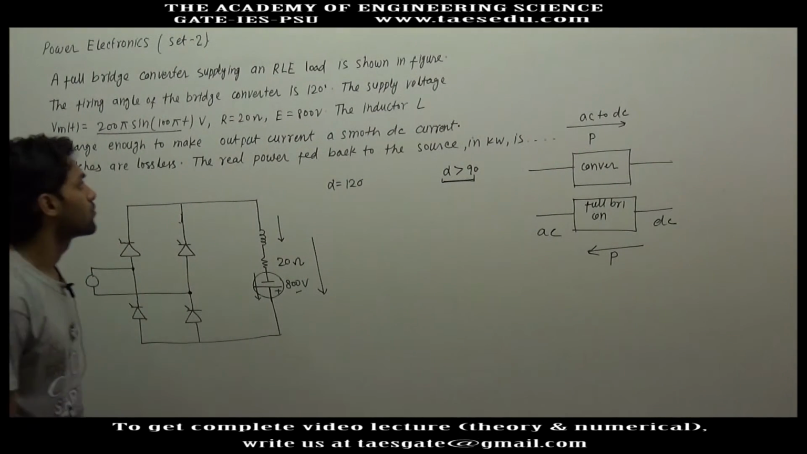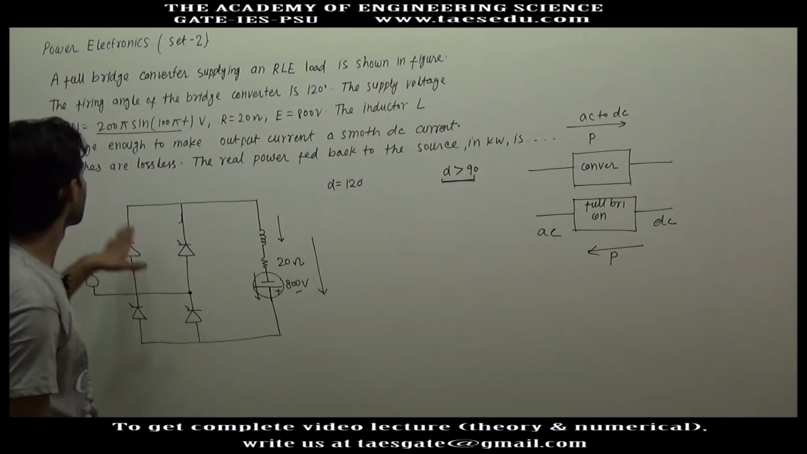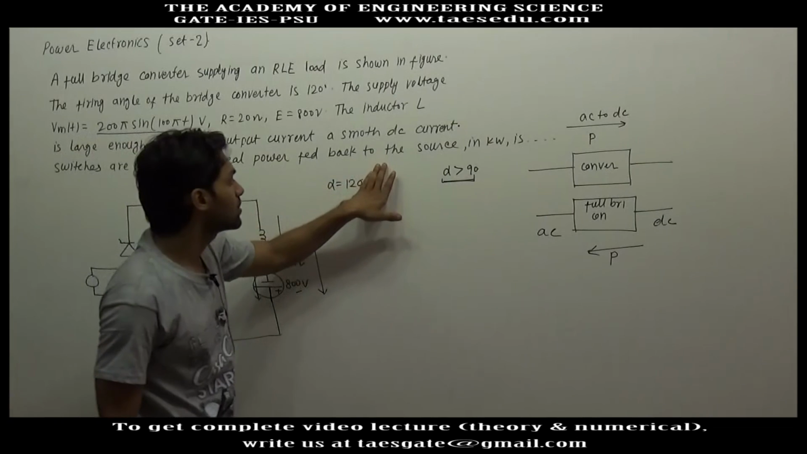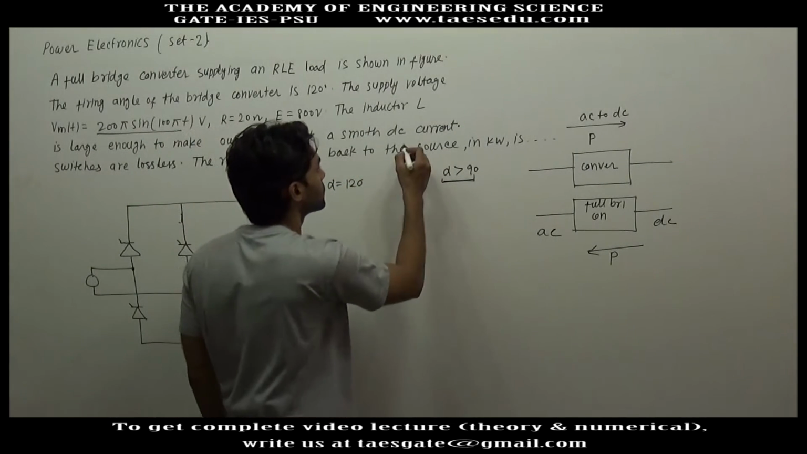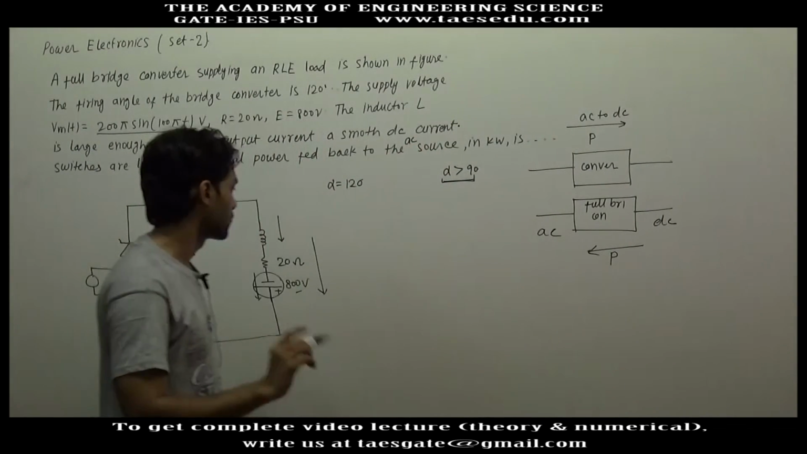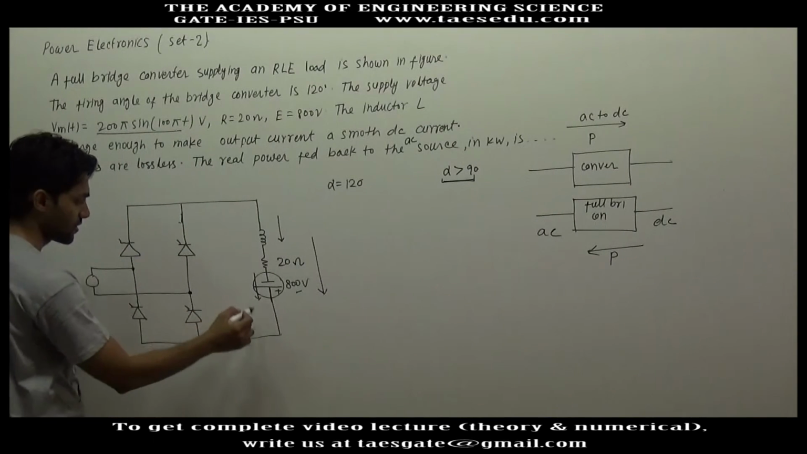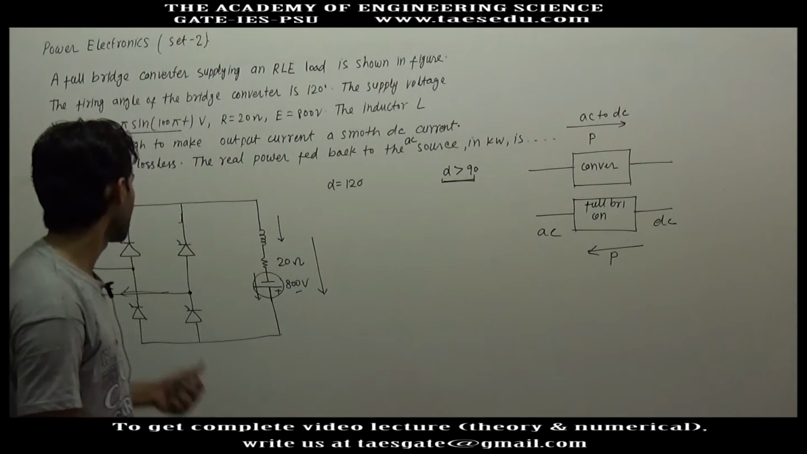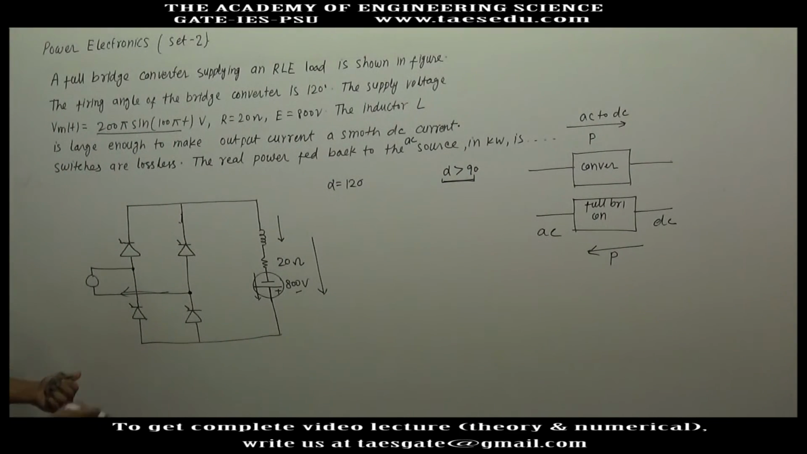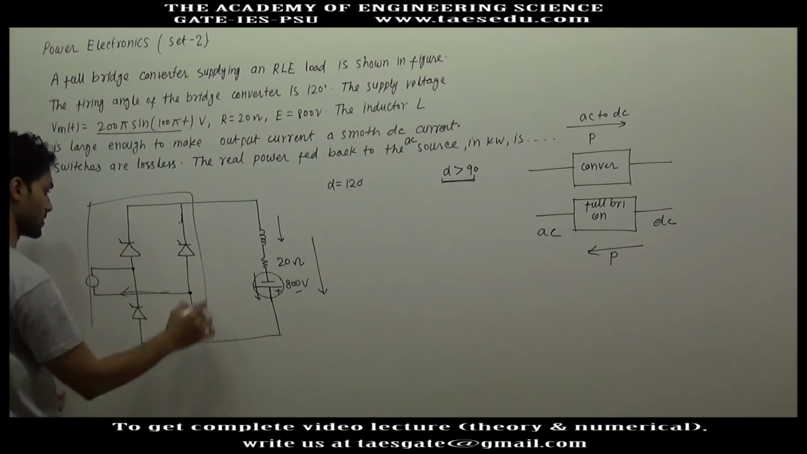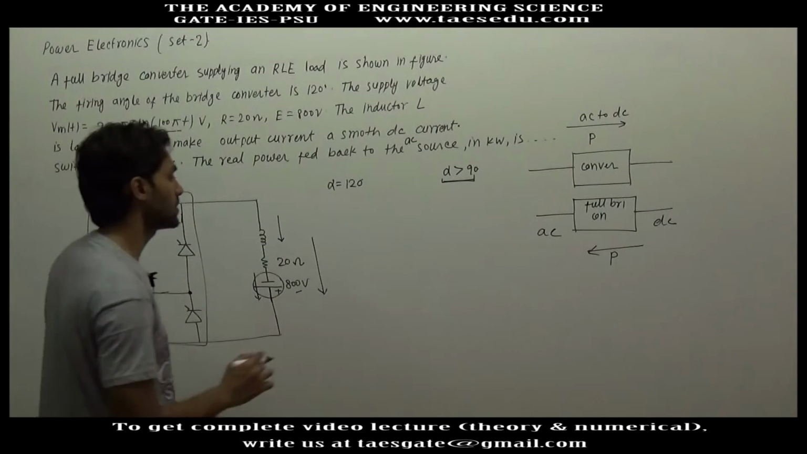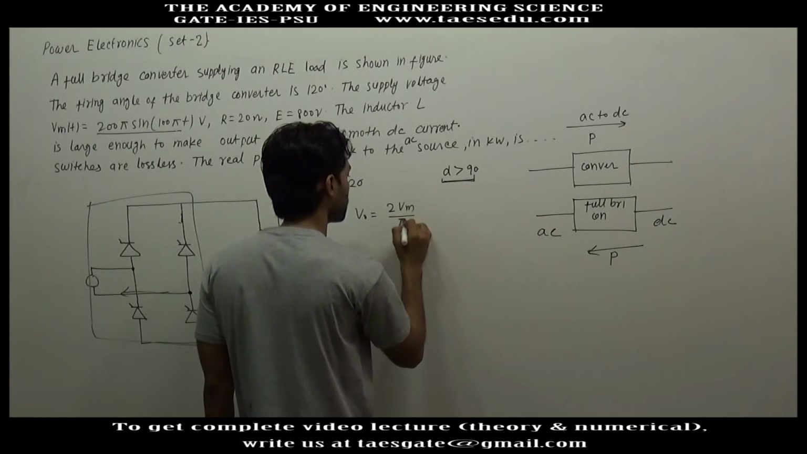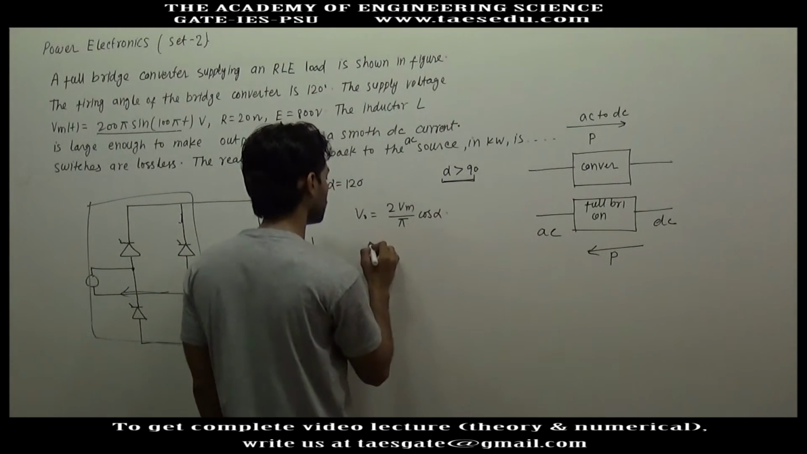Now we have to find out the real power fed back to the AC source. Here we have the AC source. We have to find out how much real power is fed back to the AC source. So let us first find out the average voltage of this converter circuit, because we have a formula for that. The average voltage V0 is 2 Vm divided by pi cos alpha.